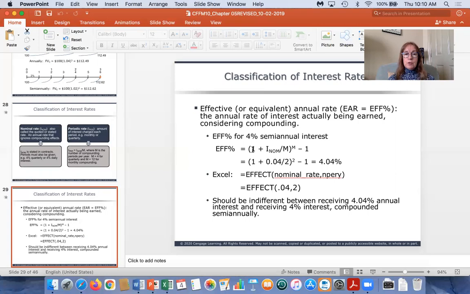So you can use this formula and it's called the effective annual rate. If you are making 4% semi-annually, you're actually making 4.04%. Here's how you figure it out. It's 1 plus the nominal rate divided by the number of compounding periods, to the power of the number of compounding periods, minus 1. So 1 plus 0.04 divided by 2, squared, minus 1 equals 4.04%. If it were paid quarterly, we would divide by 4 and take it to the 4th power. And monthly would be divided by 12 to the 12th power.